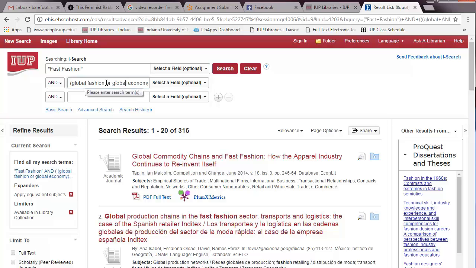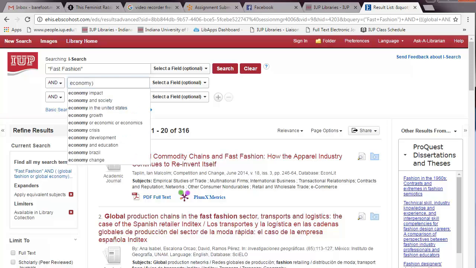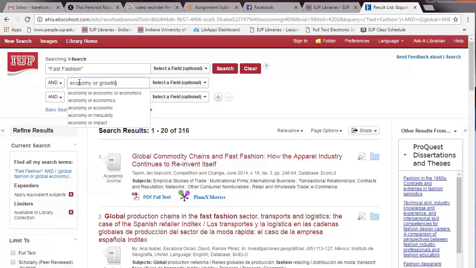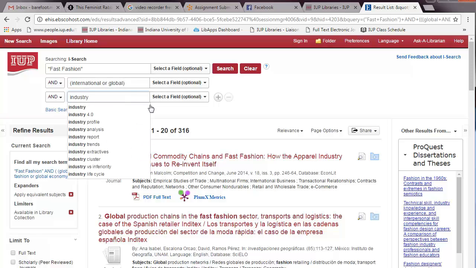Let's do, how about economy or growth? Let's do that one. Or let's do this. Actually, I have a better one. International or global, because these two words are synonyms. And you see this example here, international or global or foreign. I could do that as well. And then let's add an industry in another line. And let's see what this does to the search.